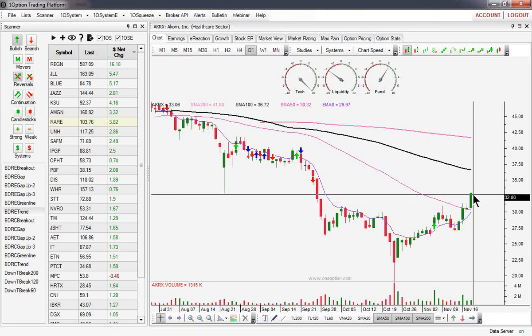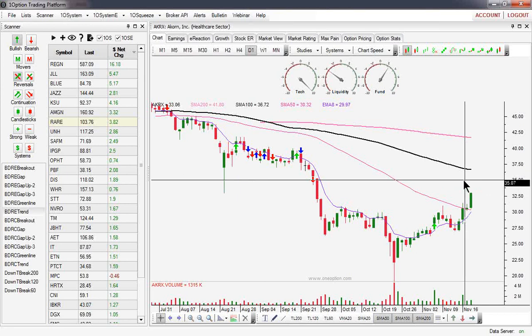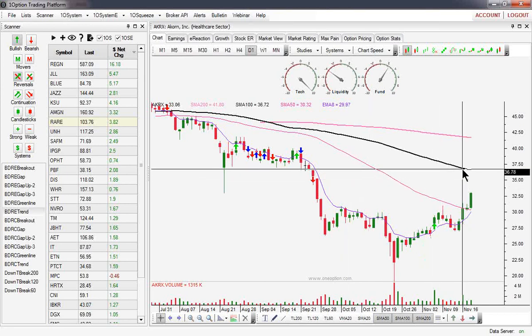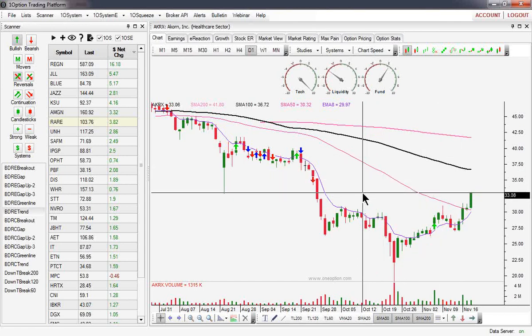I exited the trade and took money, but if it opens green tomorrow, I'm going to get back in again, because you've got this potential for it to at least run up to the top of this candle, and once it gets through there, it could run all the way up to the 100-day moving average. So this is still a really nice trade, and it could work tomorrow as well.